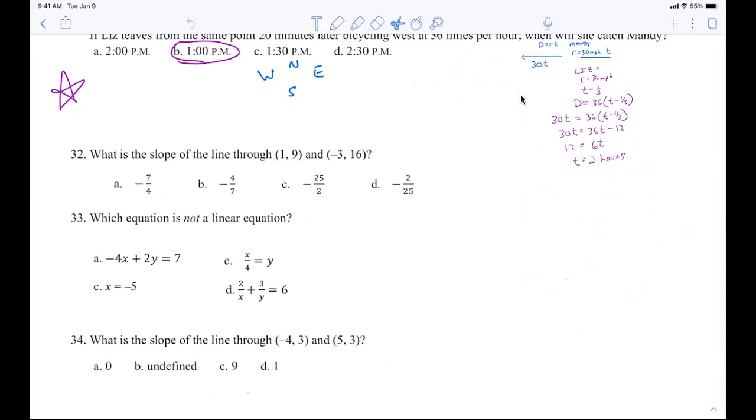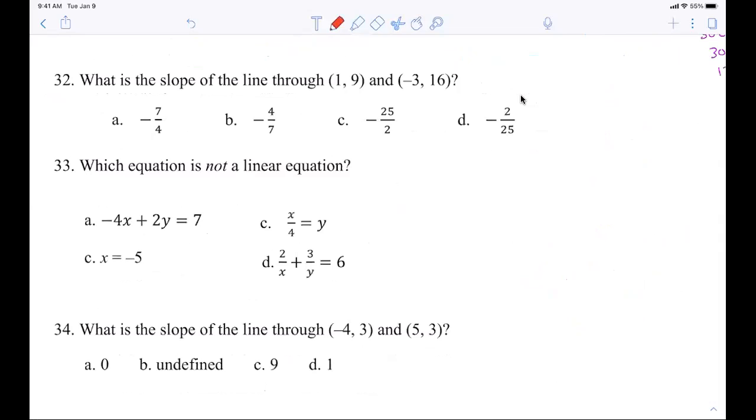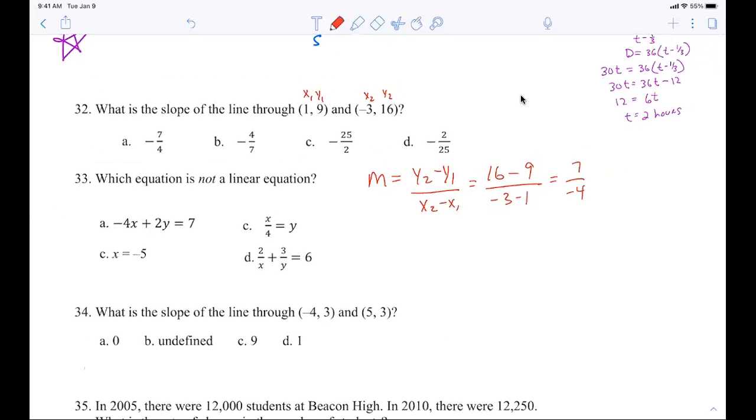All right, so I'm going to just get started here with slope of the line. So again, remember, m equals y2 minus y1 over x2 minus x1. And remember, it's x1, y1, x2, y2. So it's just 16 minus 9 over negative 3 minus 1. 7 over negative 4. Does everybody see that? So the correct answer was A.